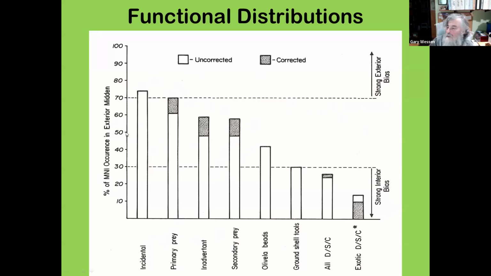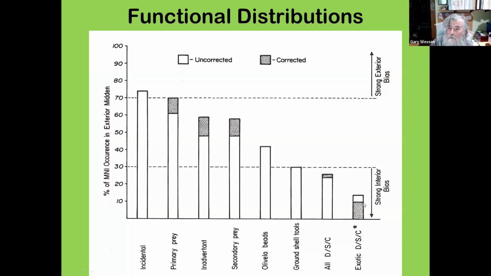Mostly, more than half of that stuff you find outside houses, not inside houses. Alternatively, Olivella shell beads, ground shell tools, all decorative, symbolic and ceremonial, and exotic decorative. These are trade items like the dentalium. These things are curated. People are not discarding them like they discard food residues. These things have strong interior biases.